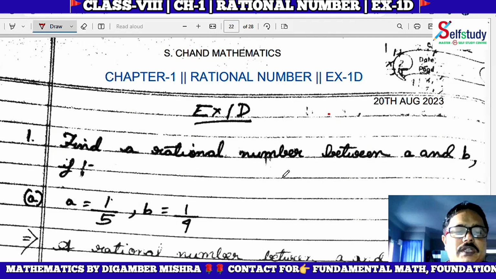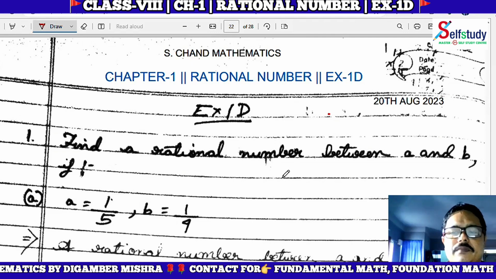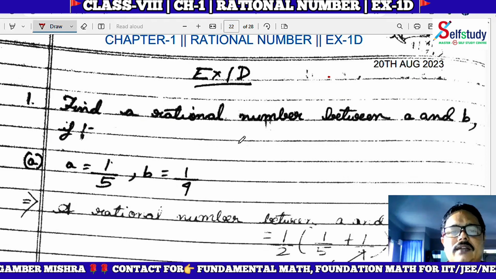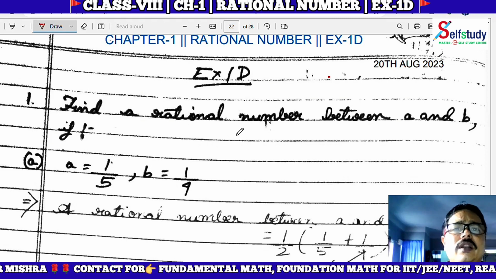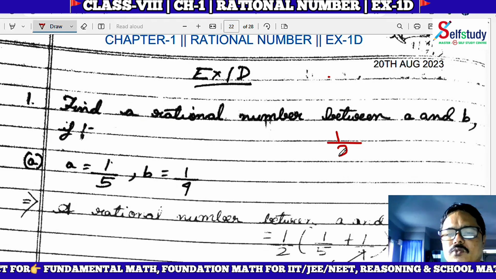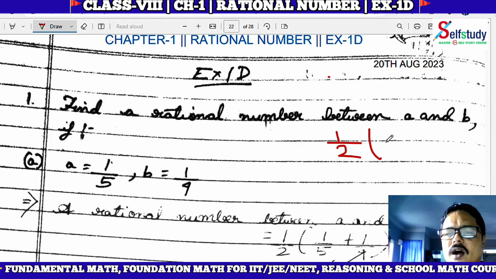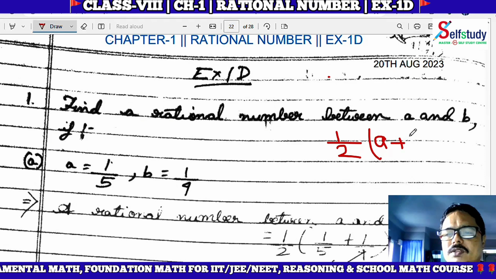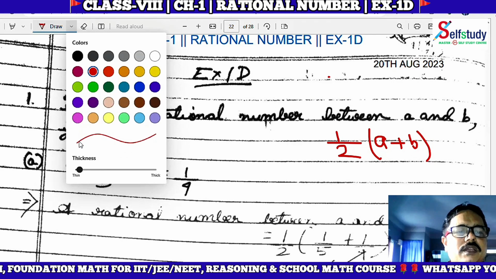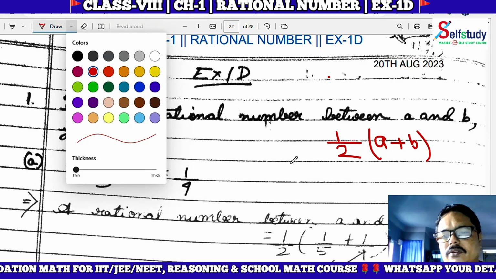The first question is: find a rational number between A and B. Let me tell you one thing: if you want to find only one rational number between any two rational numbers, you just find half of A plus B, where A is the first number and B is the second number, right?